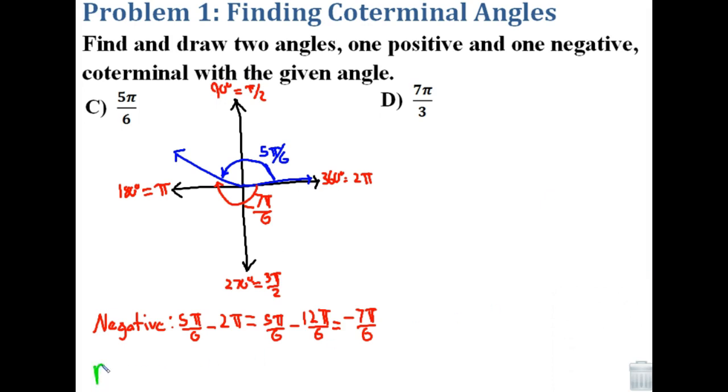We can find another positive angle in the same way. If I take the original 5 pi over 6 and then add a full rotation to it, add 2 pi. In other words, 5 pi over 6 plus the 12 pi over 6 again, that'll give me 17 pi over 6. So one full rotation plus the pi over 6 will give me that 17 pi over 6.